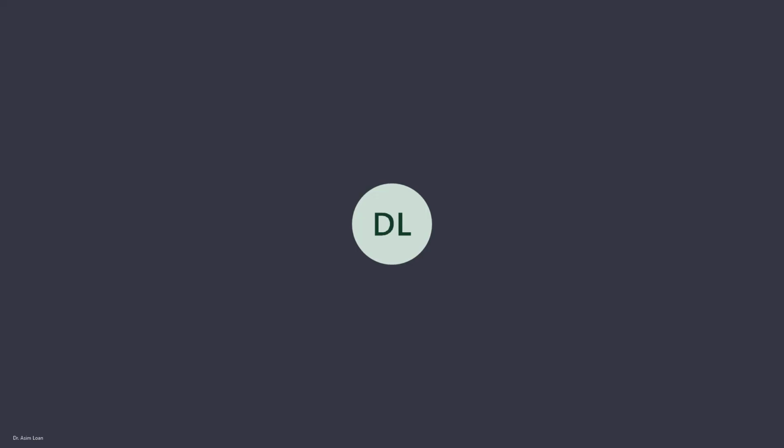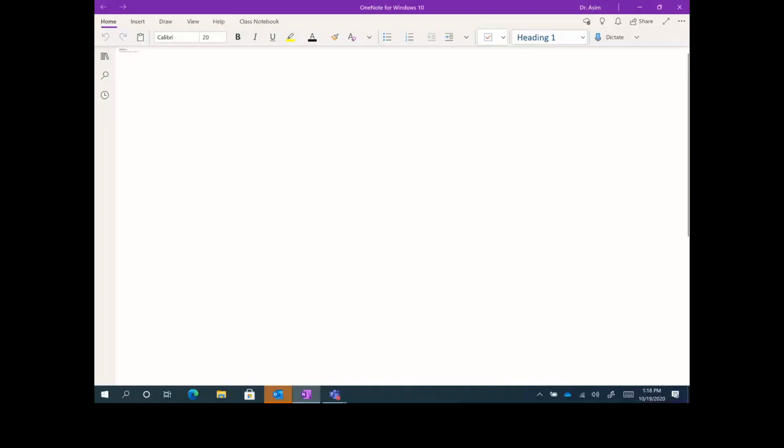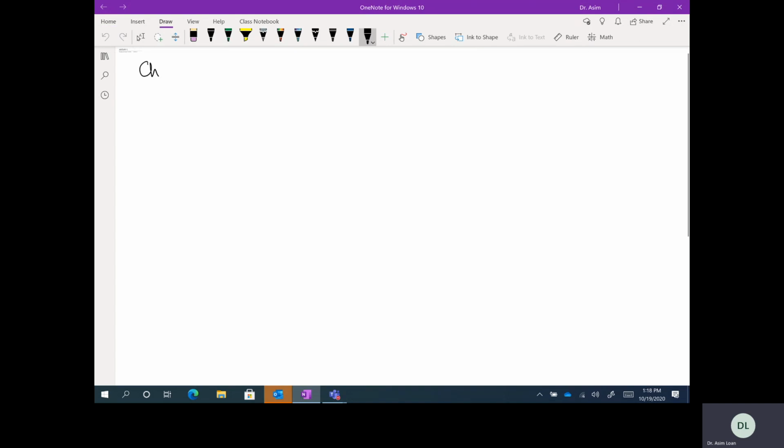Chapter 6 is on positive definite matrices. In this chapter, we are specifically going to look at the singular value decomposition. So, chapter 6 is on positive definite matrices.